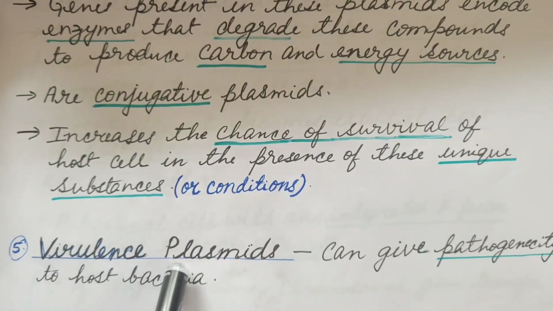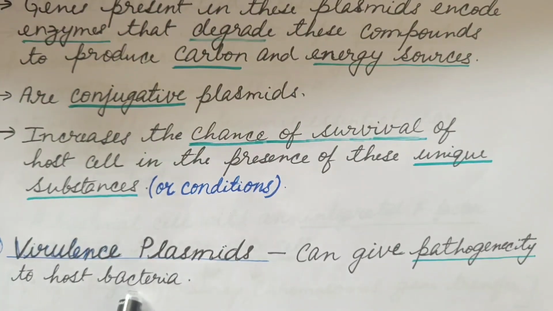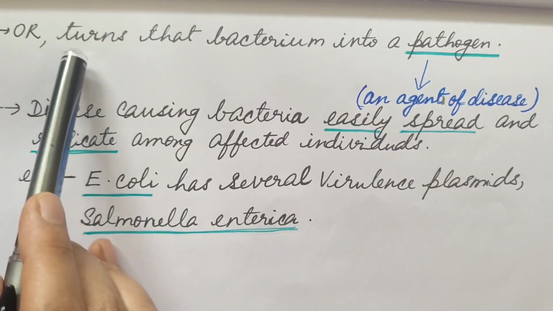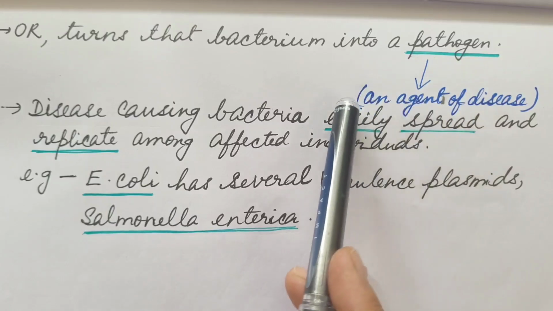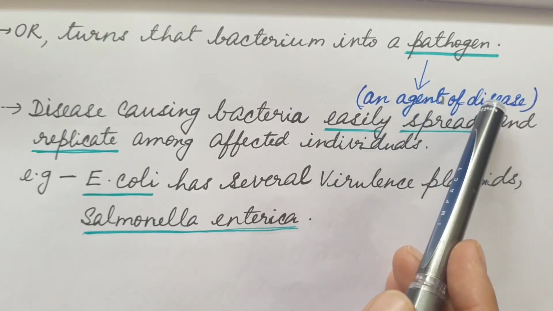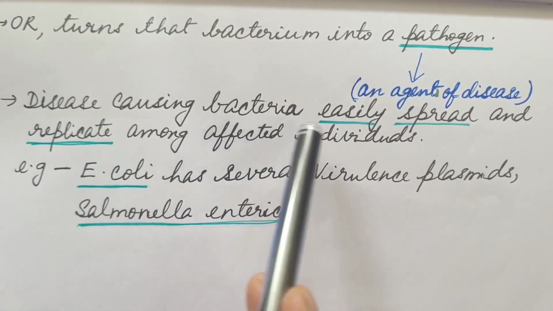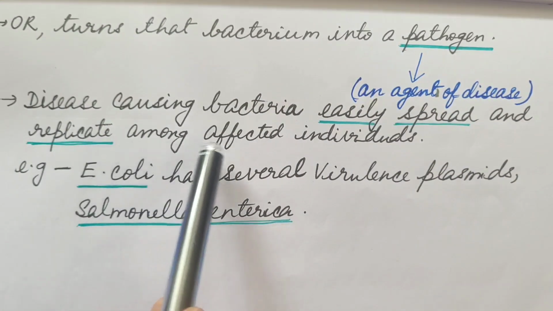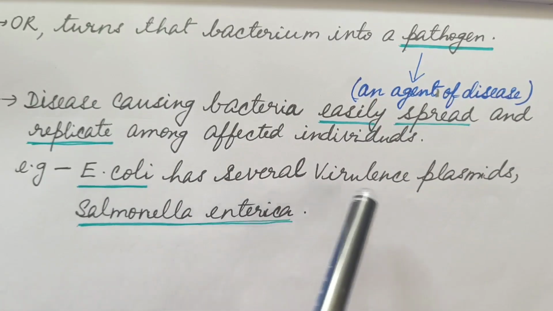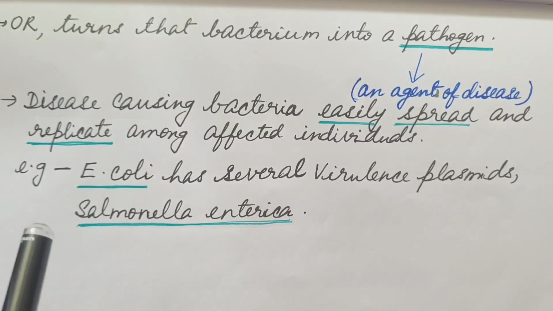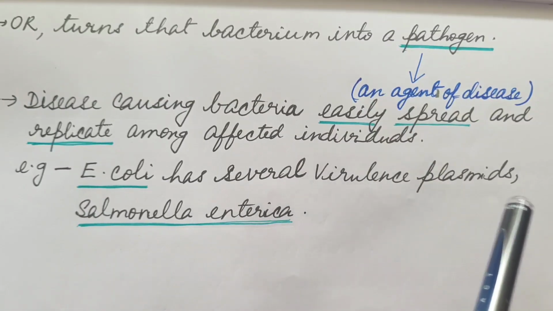Now fifth is virulence plasmids. Virulence plasmids can give pathogenicity to host bacteria, or in other words, turn that bacterium into a pathogen. What are pathogens? Pathogens are agents of disease or disease causing agents. Disease causing bacteria easily spread and replicate among affected individuals. For example, E. coli has several virulence plasmids. Similarly, Salmonella enterica also has virulence plasmids.